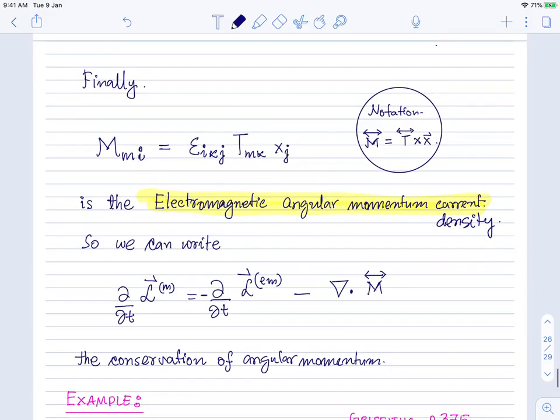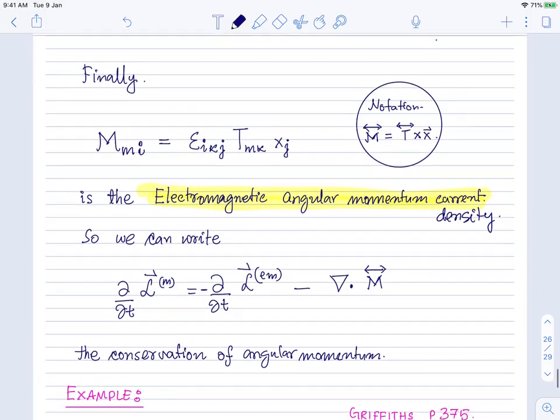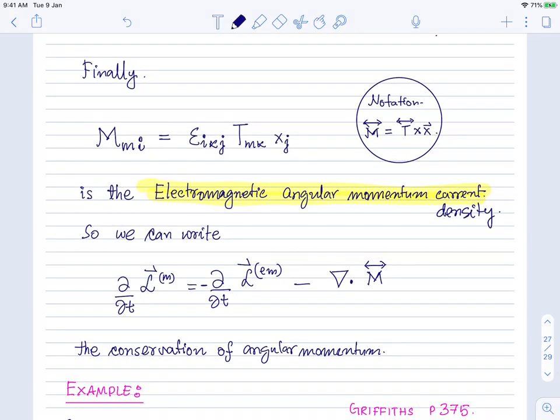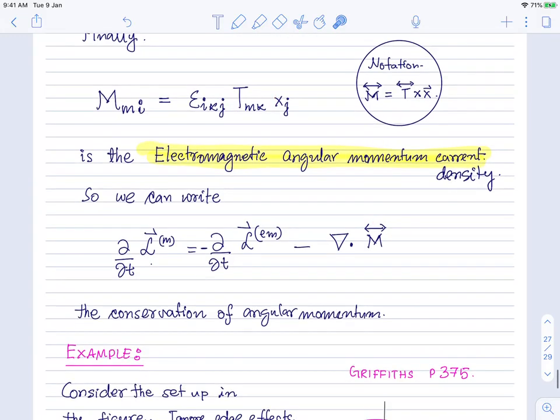And then you can write an angular momentum conservation equation in this way, where this term is mechanical angular momentum, and this term is simply r cross e cross b, or x cross e cross b. This is the electromagnetic angular momentum density, and this one is angular momentum current density. This angular momentum current density can be derived out of the Maxwell stress tensor also. So this is the conservation of angular momentum.